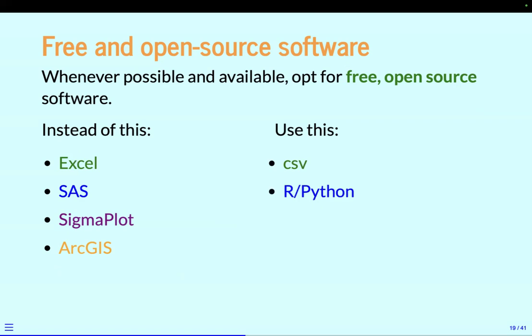Instead of SAS, you can use R, Python, Julia, Perl, other languages. Instead of SigmaPlot, you can also use the same options. Instead of ArcGIS, you can use R, Python, or perhaps QGIS, which is a point and click software, but it is open source. So there are options out there. I know in some areas maybe there is not an open source free software that you can use. Perhaps that's an opportunity for you, if you're into these things, to create an R package or maybe a Python library that can do that instead.